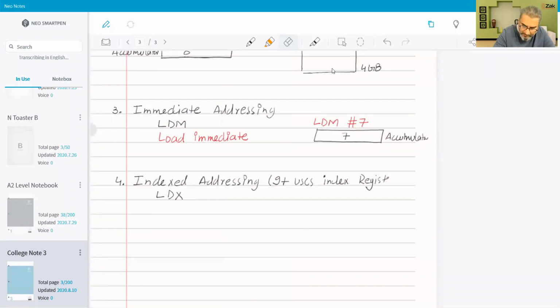Index register or IX. The name of index register, we abbreviate it like IX. Okay, IX. So it uses index register.